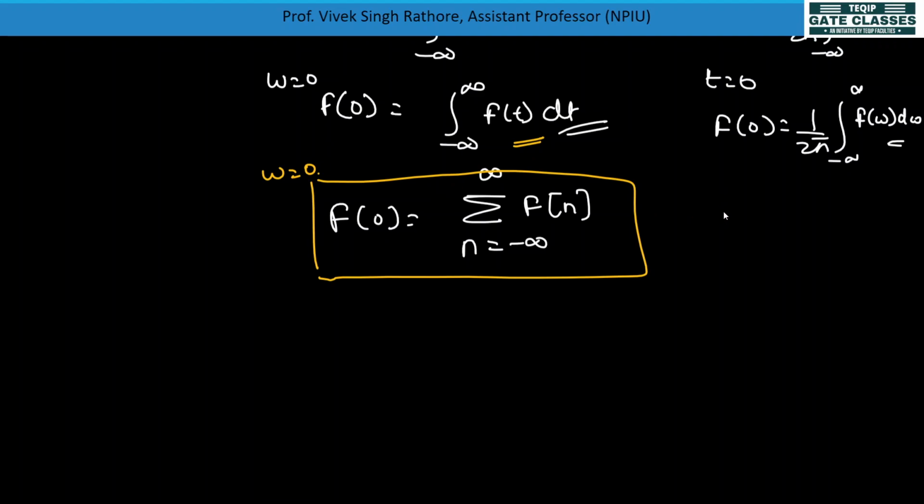If you need f of 0, at n equal to 0, then what you need to do is, see, a 1 by 2 pi value will be there, and as you know, your DTFT is periodic. So we will not take minus infinity to infinity because it is periodic. We will take one period, minus pi to pi, of F of omega d omega. So see, the difference between the continuous time Fourier transform and the discrete time Fourier transform is that, as the DTFT is periodic, the limits change from minus infinity to infinity to minus pi to pi.